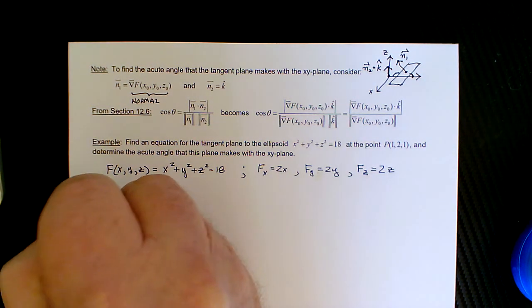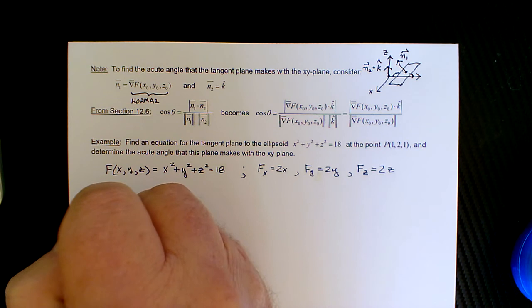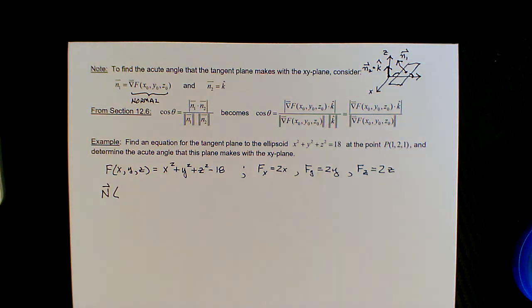So then our normal vector at any point, or you can consider this to be the gradient, I suppose, because the gradient is the normal vector.